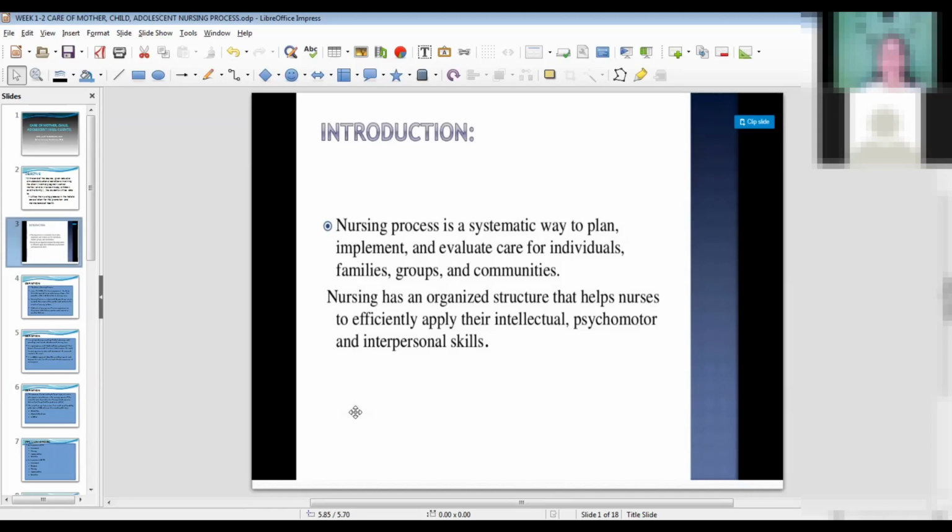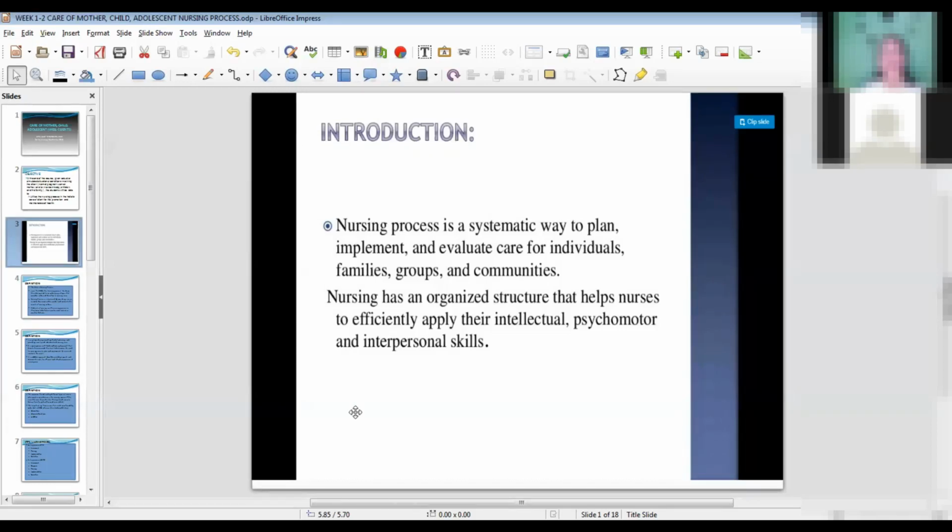Nursing has an organized structure that helps nurses to efficiently apply their intellectual, psychomotor, and interpersonal skills, just like what you learned in the theoretical foundations of nursing, di ba? We have seen and studied several theories, and the application of the theories in clinical practice. So now, ito na ngayon yung application that we are talking about.